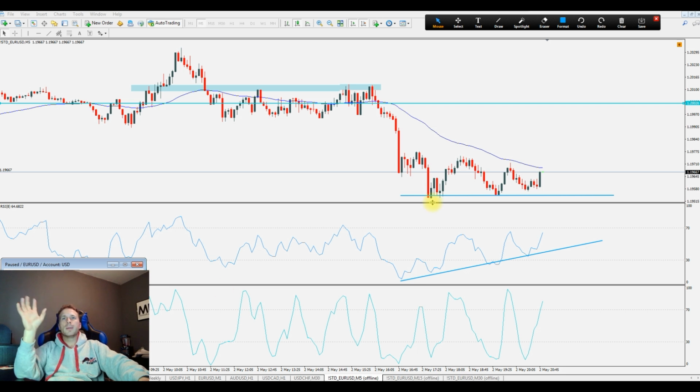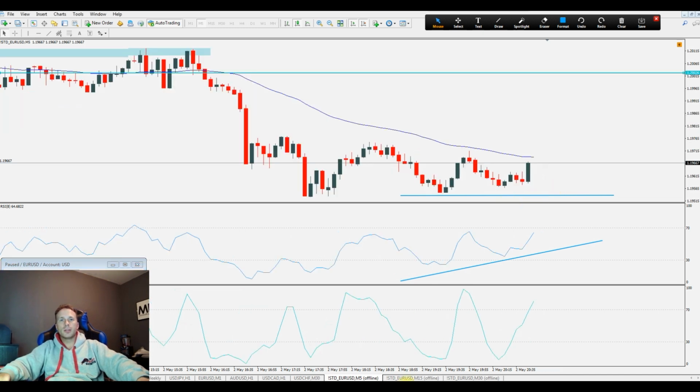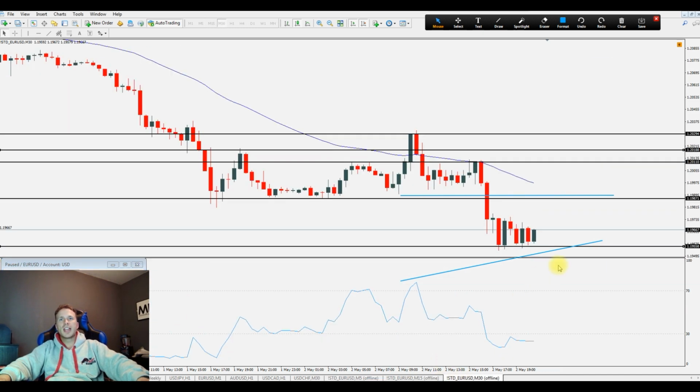Oh look, big engulfing candle, great. Now how would I take this trade? Again, all right, go back to the 30-minute chart, and I'm going to draw my support and resistance.